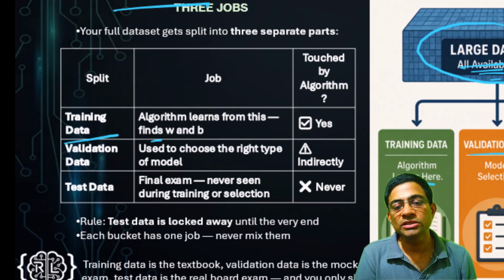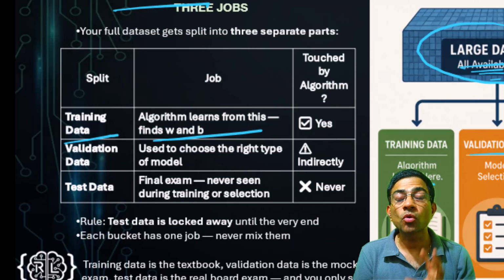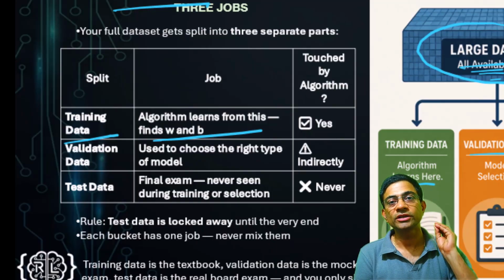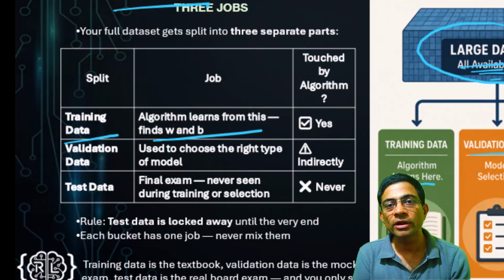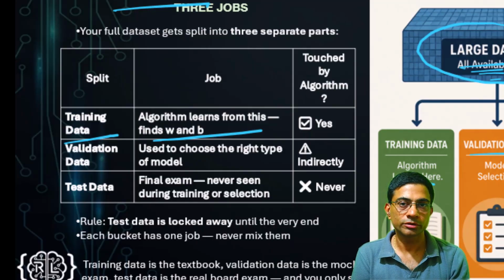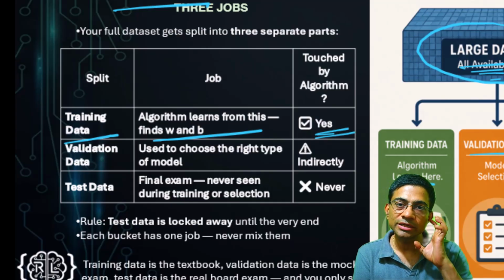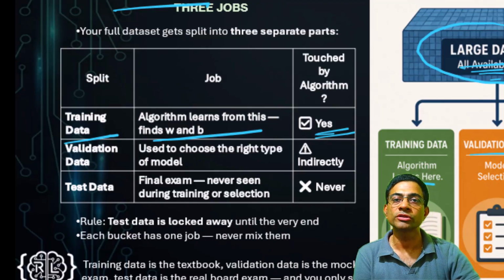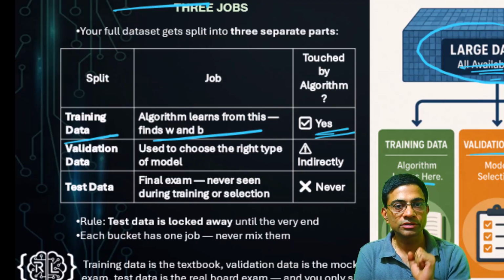The training data is what the algorithm learns from. What is the meaning of training data? That is the data which we give to the algorithm for it to find the parameters so that we can get models out of the algorithm. Got it? So it is touched by the algorithm very much because that is the data used by the algorithm to get the parameters to finalize the models.